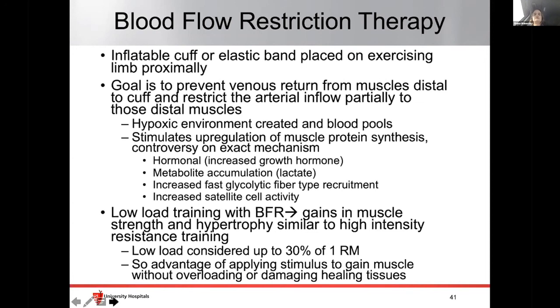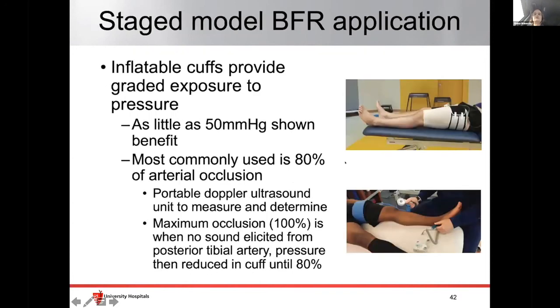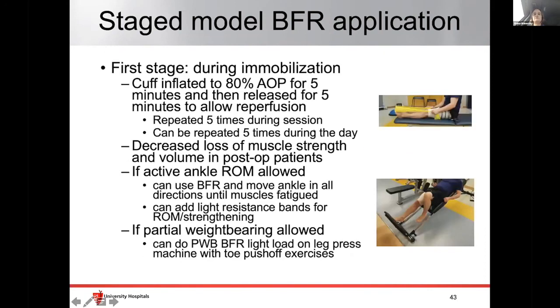So this is just some examples of what it looks like. You have to get to about 80% occlusion rate on the artery. Once that's done, then you can do your exercising. So the first stage of application would be to do 80% for 5 minutes and then release for 5 minutes. And you can repeat that with deflation in between. And so it depends on the stage of rehab.